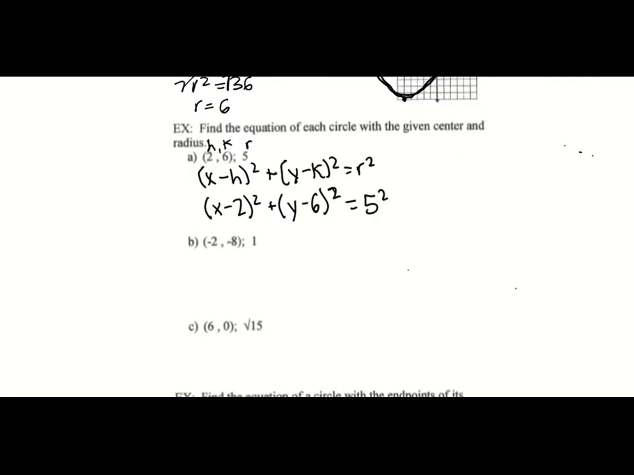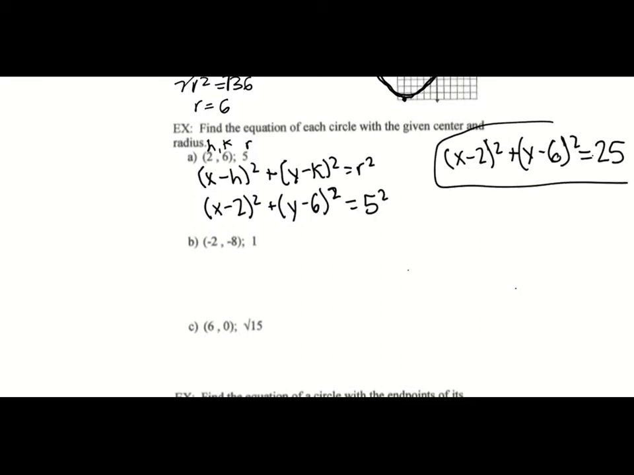So when we square 5, we get (x − 2)² + (y − 6)² = 25, since 5 squared is 25. And this is our final equation of that circle. Okay, so let's do letter B.